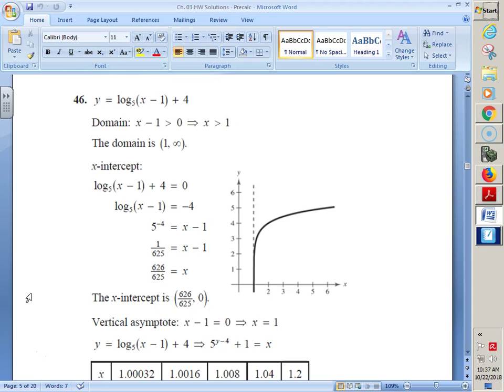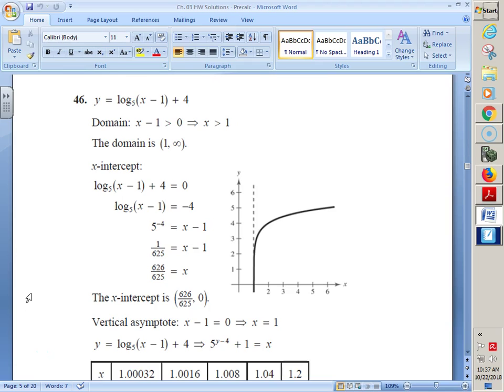Okay, domain, x greater than 1. Have to set this greater than 0 according to our domain problem. Interval notation, got it. X-intercept, remember, set y equal to 0. Then we have to solve. And part of that solving is getting rid of a logarithm using the inverse property of 5 to the power of. Oh, that's right. We were going to add into our notes.